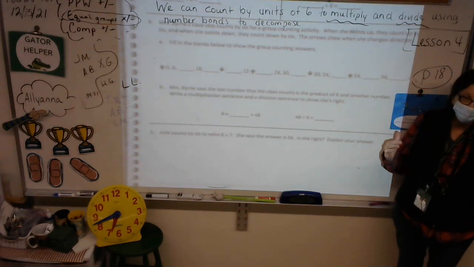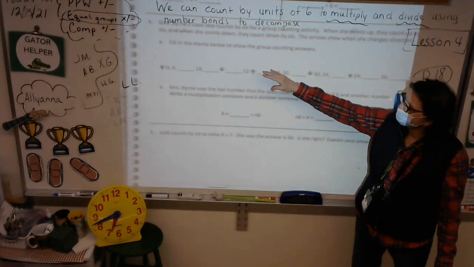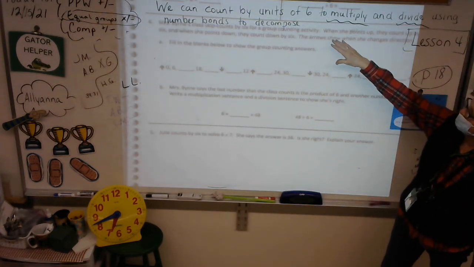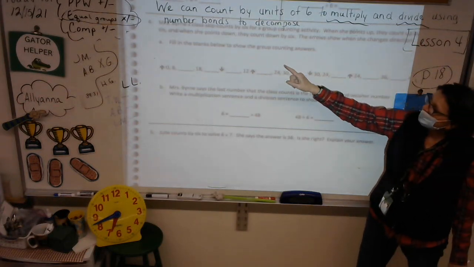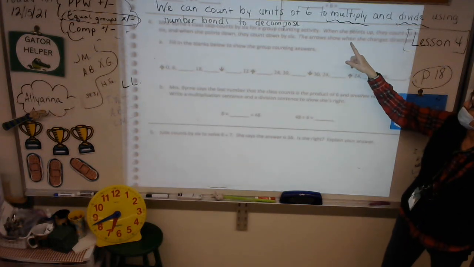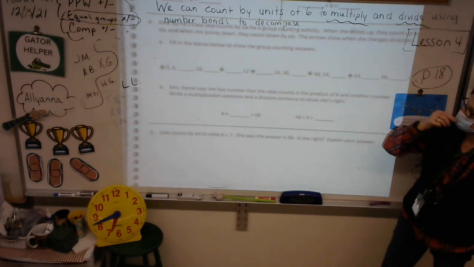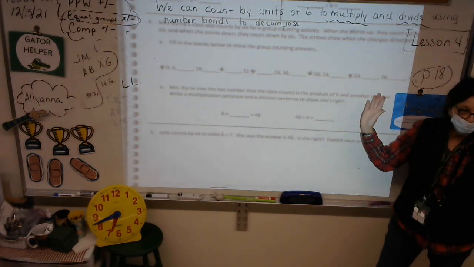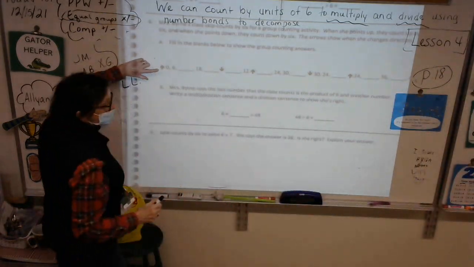Well, guess what? I'm not the only person in the world that knows how to do this. Mrs. Burns' class skip counts by 6 for a group counting activity. When she points up, they count up by 6. And when she points down, they count down by 6. The arrows show when she changes direction. Fill in the blanks below to show the group counting answers. I'm going to do a couple of these and then I'm going to ask you to fill in the rest of the line. So at first, we're starting by going up, right?